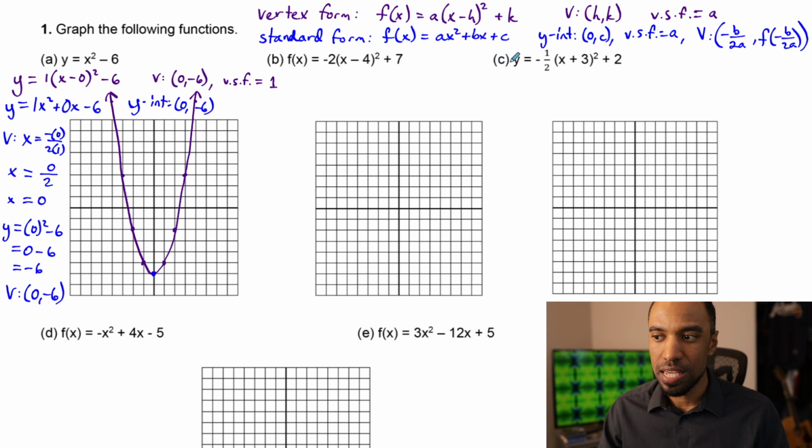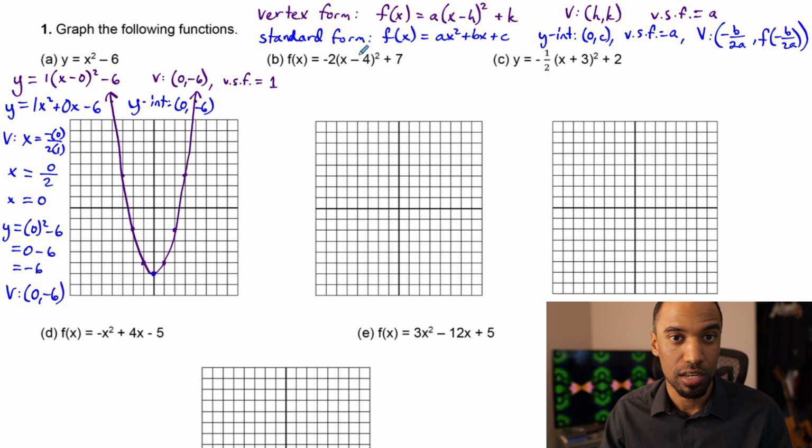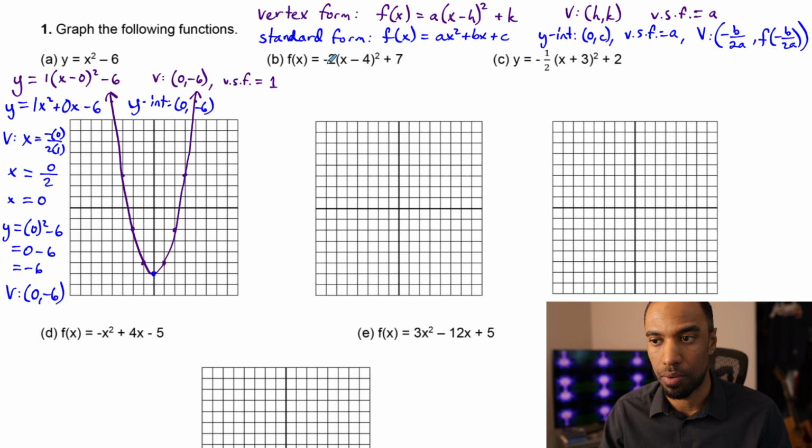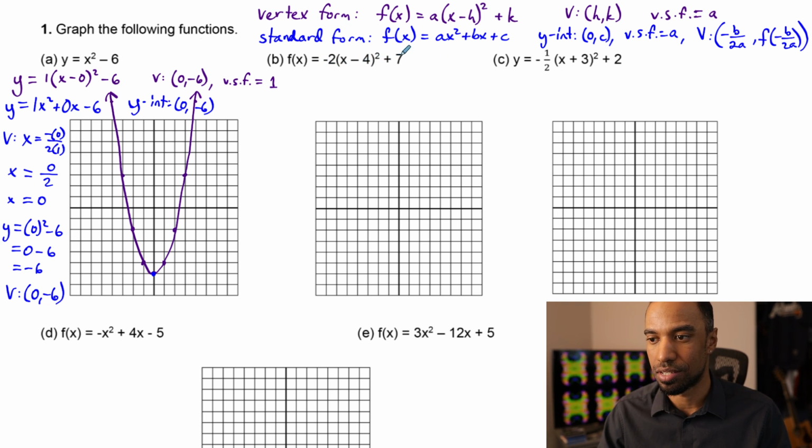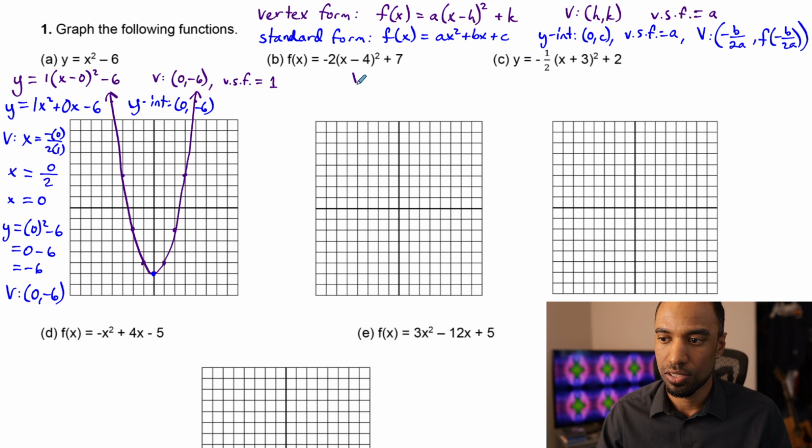The next two graphs, B and C, I will be doing straight out of vertex form in purple. They are already in vertex form. I might as well take advantage of that while they're there. So let's move on. Part B, f of x equals negative 2 times the quantity x minus 4 squared plus 7. The vertex of this guy is at opposite, same. Opposite of negative 4 is positive 4, and same as 7 is 7. Vertex is at 4, 7.